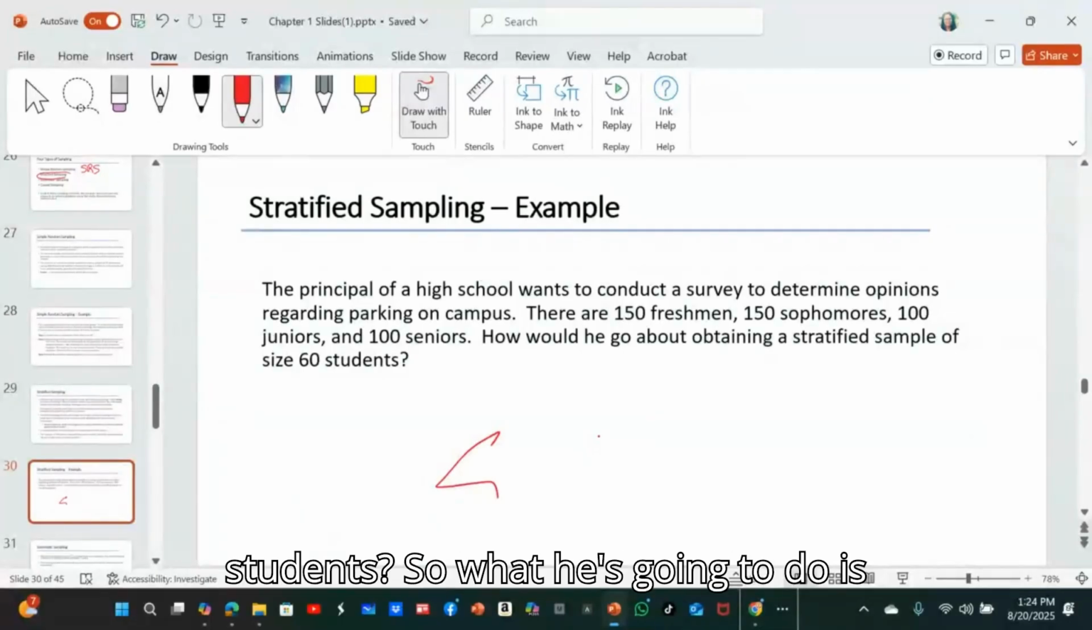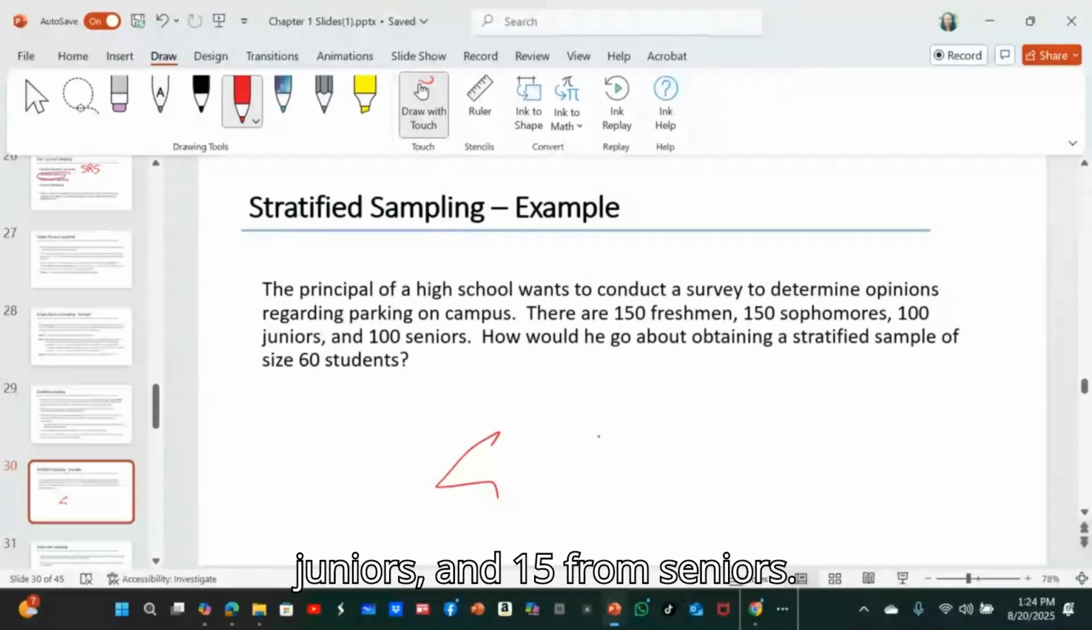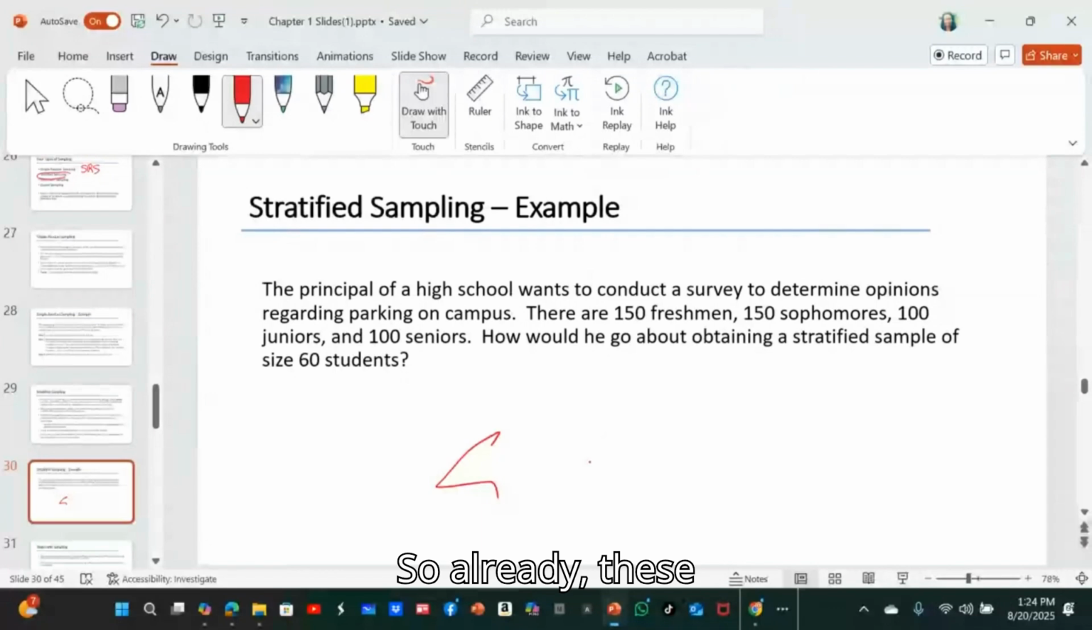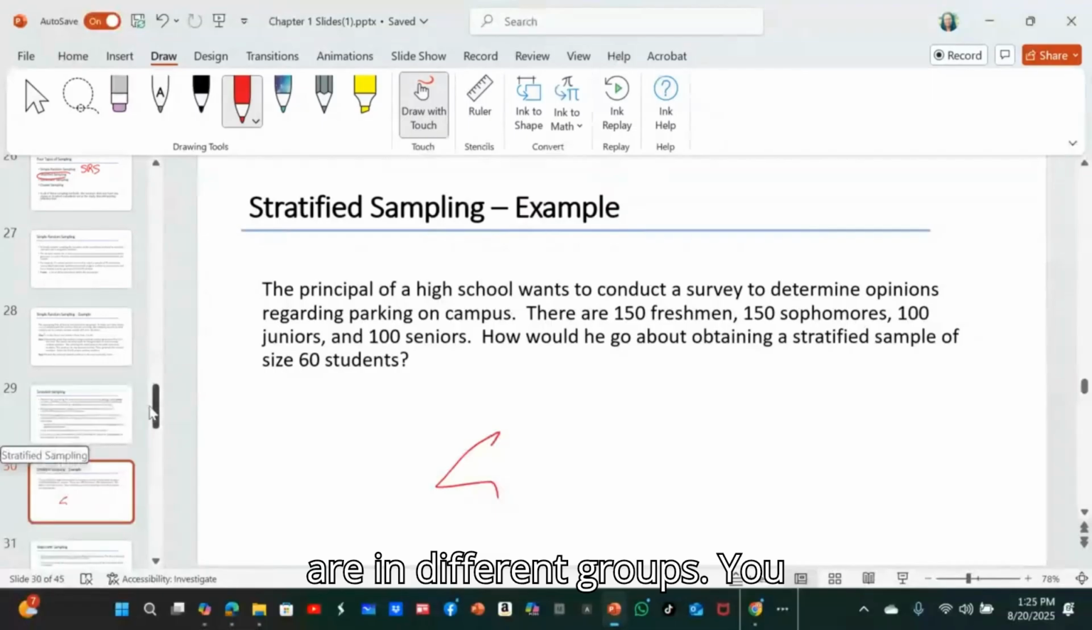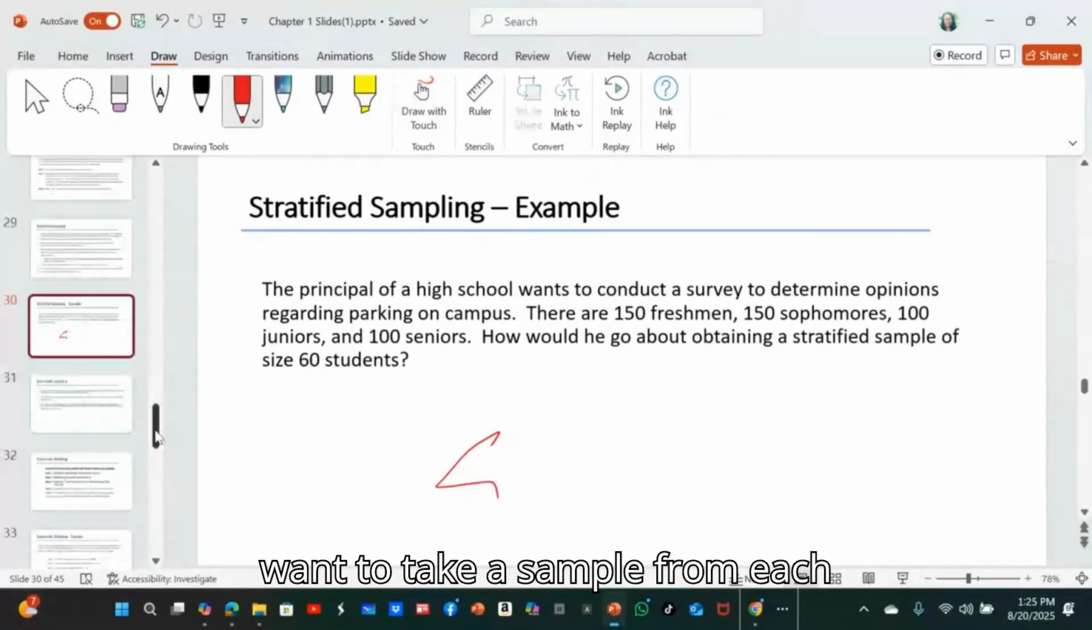What he's going to do is divide the 60 into four and get a sample of 15 from each: 15 from freshmen, 15 from sophomores, 15 from juniors, and 15 from seniors. So already these are in different groups. You did not make the groups, but you want to take a sample from each stratum.